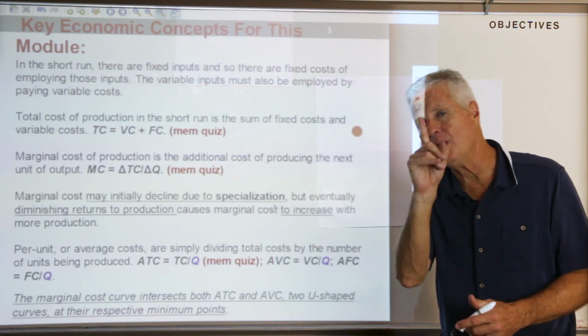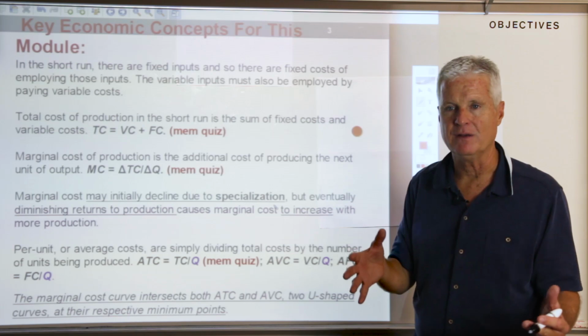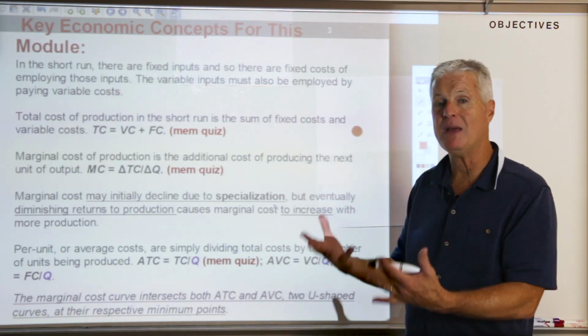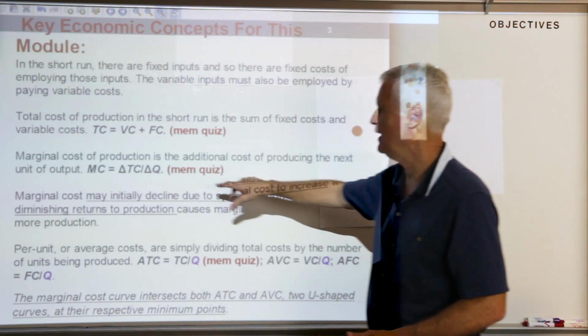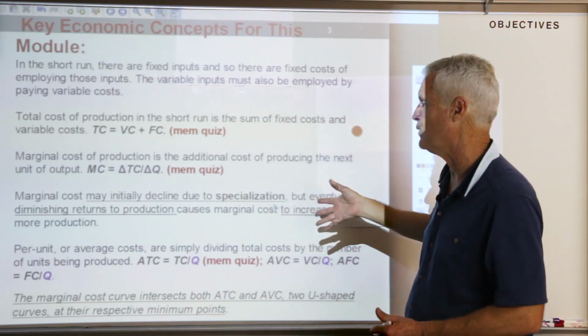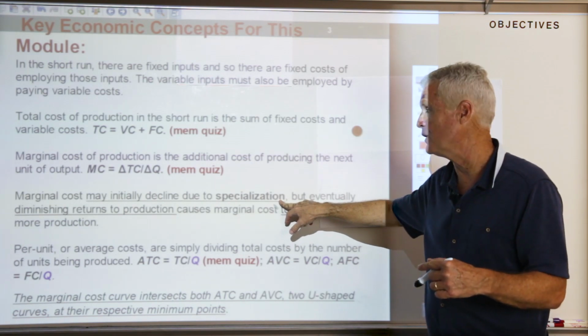If I want to produce one more pizza, that's a variable cost. I don't need to buy another oven. I just need to buy the ingredients and pay the person to make it. So those are marginal costs, and that's the change in total cost divided by change in quantity. That's once again on your memory quiz.